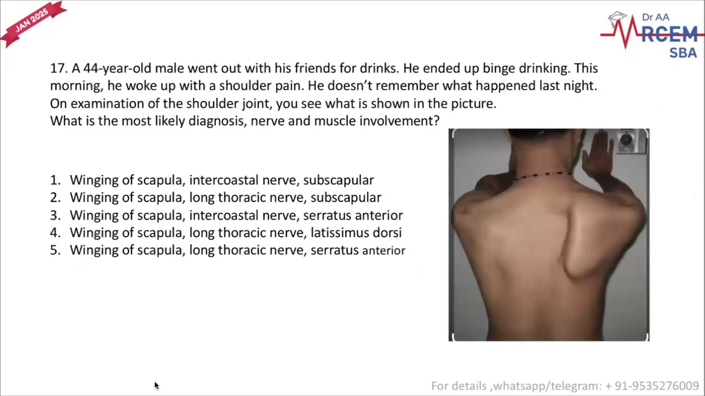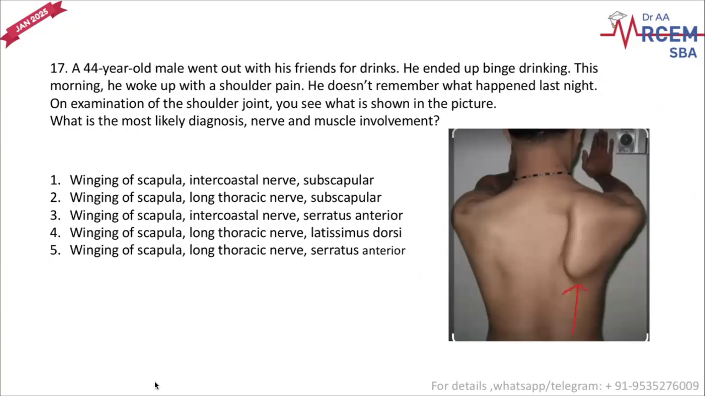A 44 year old male went out with his friends for a drink. He ended up binge drinking. This morning he woke up with a shoulder pain. He doesn't remember what has happened. On examination of the shoulder joint, you see what is shown in the picture. What is the most likely diagnosis?